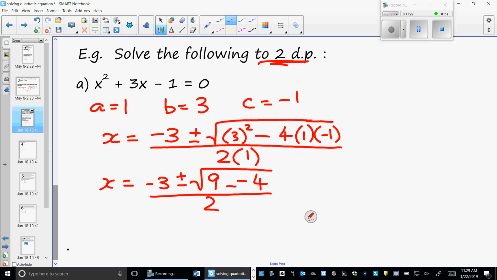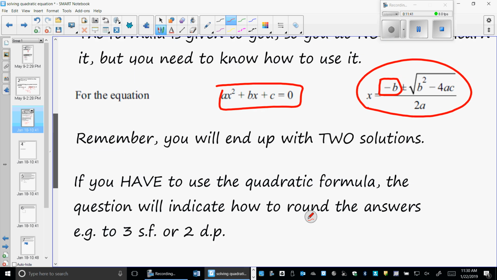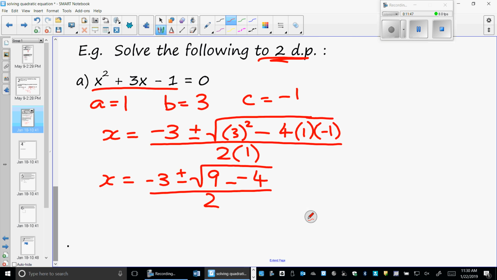So is C 1? Is it negative 1? No. These values A, B, and C are from here. The formula up above has negative B. So that's the only value that we change to be the opposite. What is C? It says negative 1, because there's a negative 1.